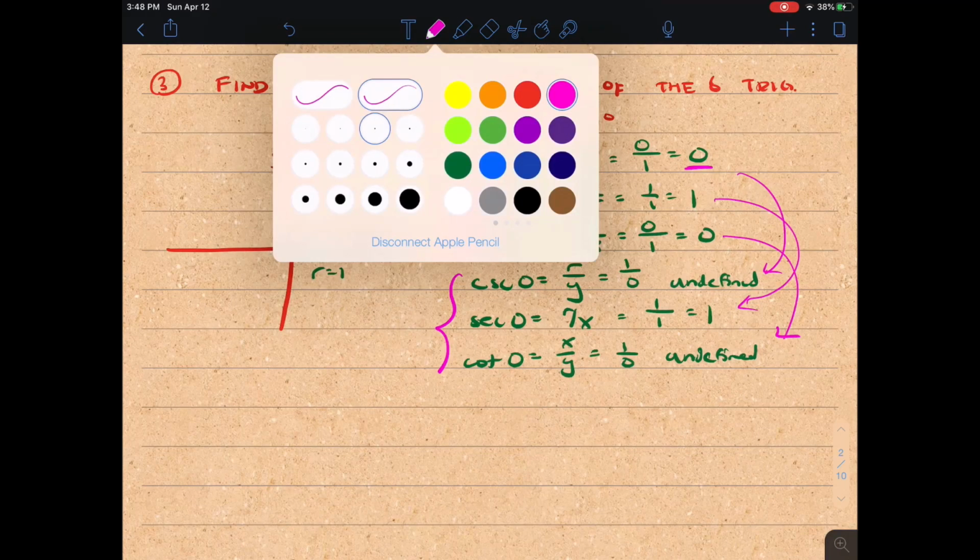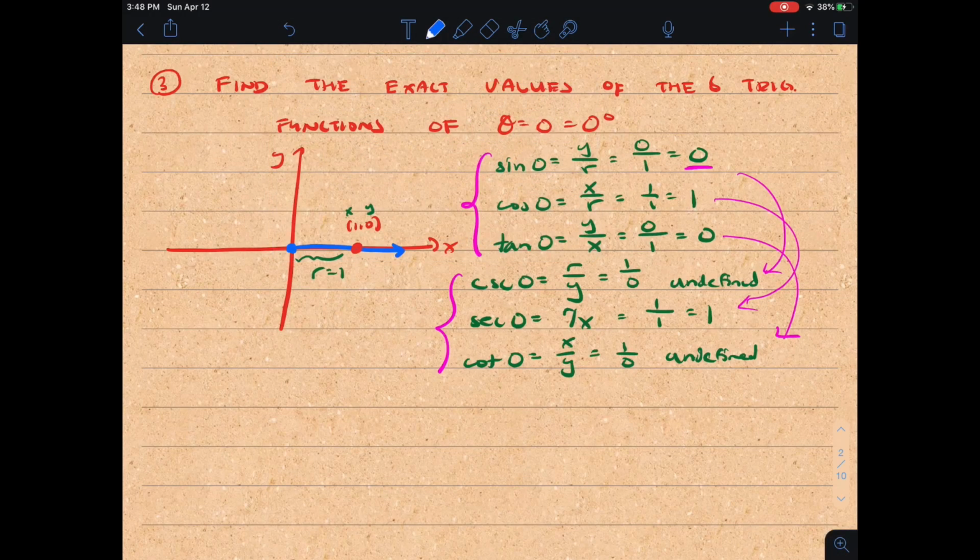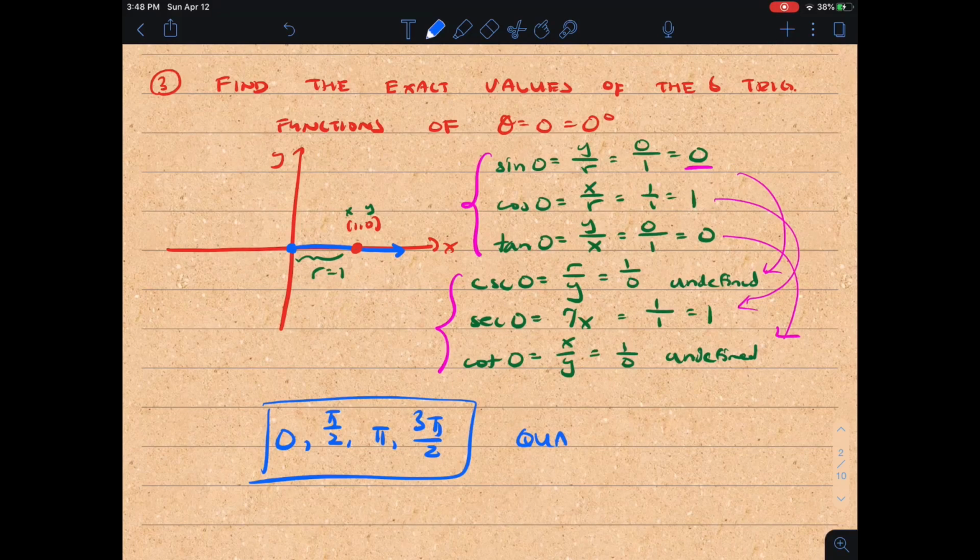As a good practice, I would suggest you do this exact same example. We did it for 0 radians, but you should do it with pi over 2, pi, and 3 pi over 2 radians. This would be very good practice. And then you can check your answers with a textbook. If you remember, we call these quadrantal angles because the terminal side of these angles lie on the x-axis or the y-axis. None of these angles fall in any particular quadrant.